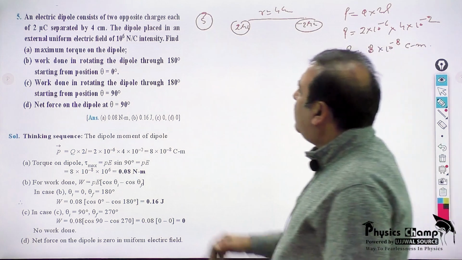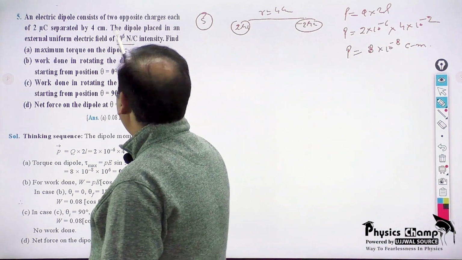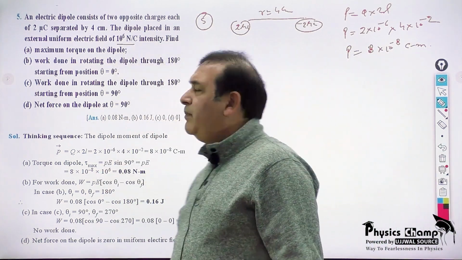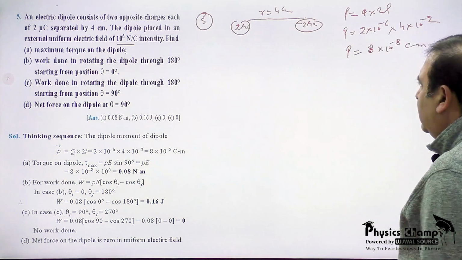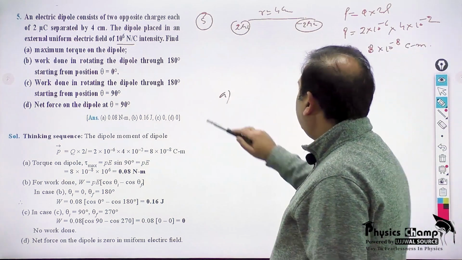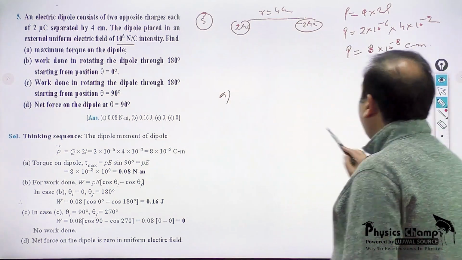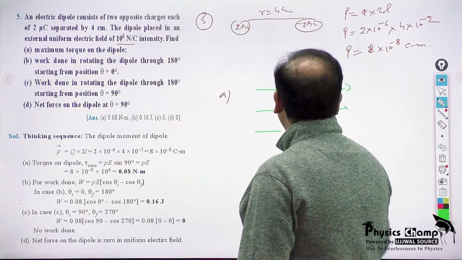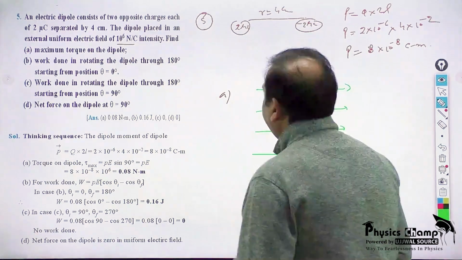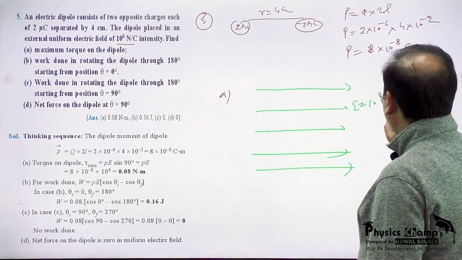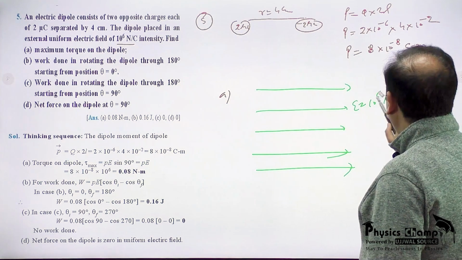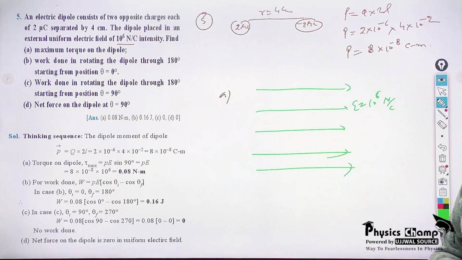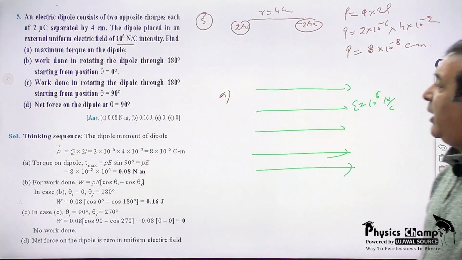The dipole is placed in an external field of 10 to the power 6 Newton per Coulomb. So in the first situation we are told that there is a uniform electric field, and that uniform electric field is 10 to the power 6 Newton per Coulomb. The dipole is placed in it. Find maximum torque on the dipole.